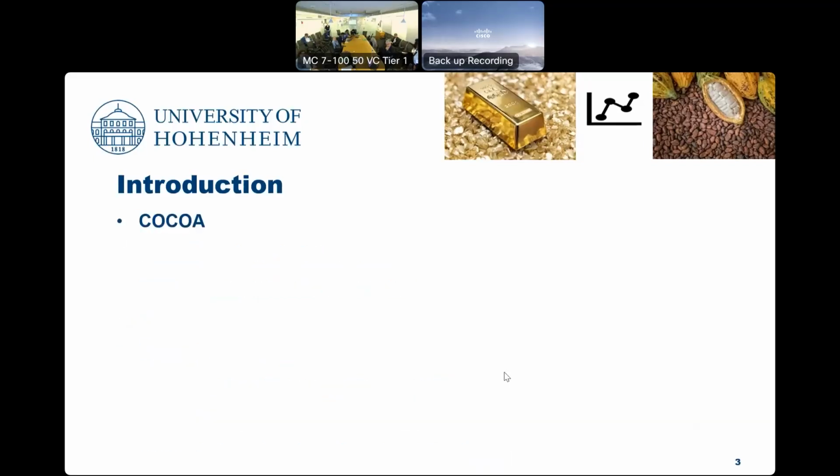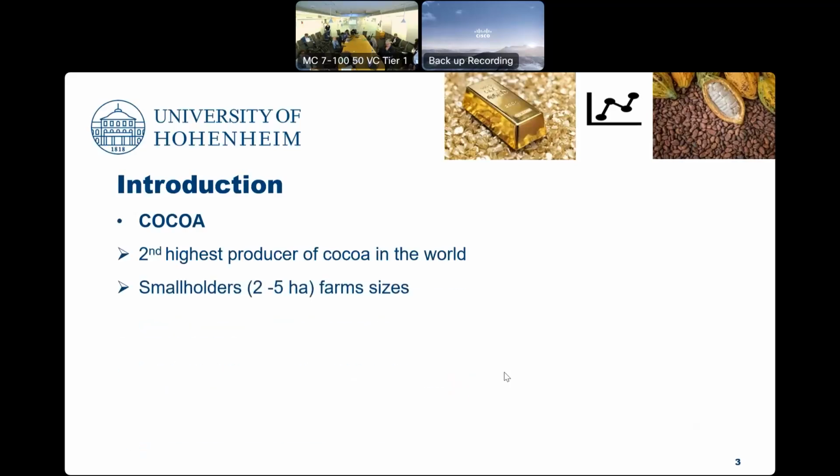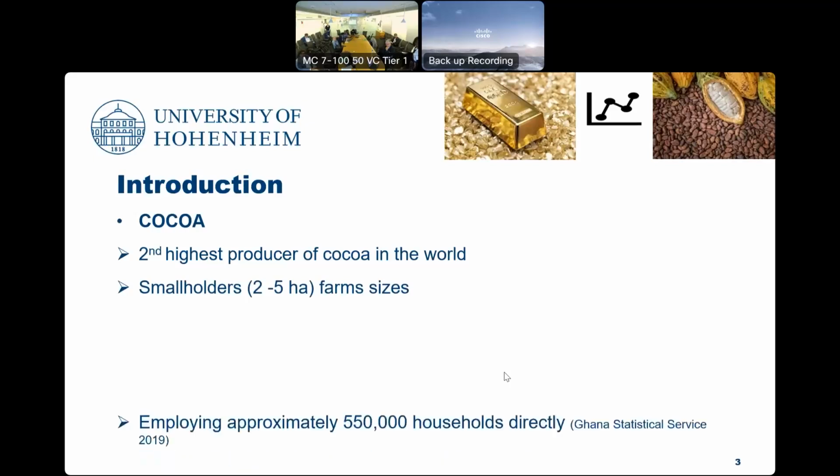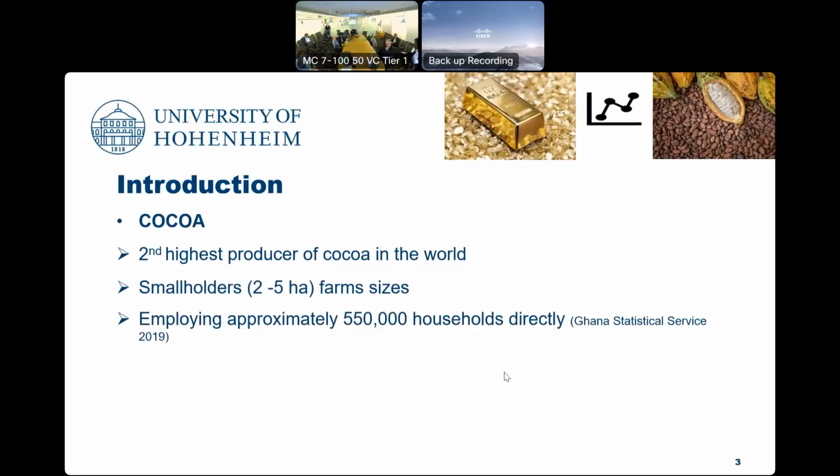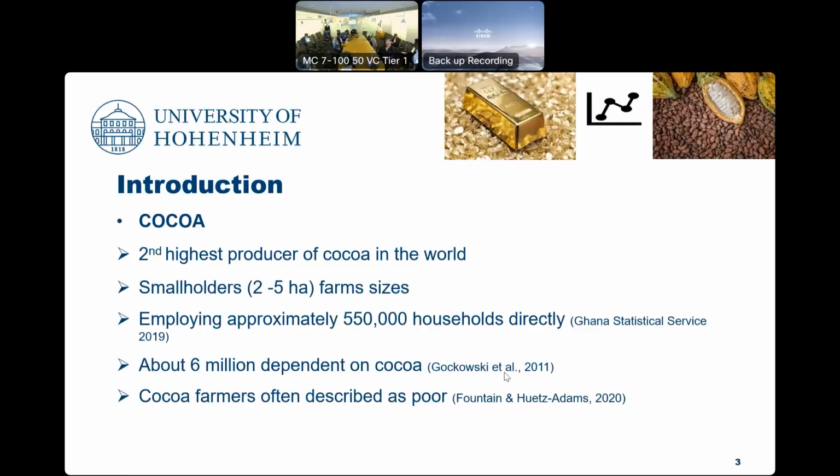For cocoa, Ghana is the second highest producer in the world. It's mainly on a smallholder basis, between 2 to 5 hectares, and it's farmed by about 550,000 households, but 6 million people are dependent on it. Unfortunately, most of these cocoa farmers, I'm sure we know, are described as poor.